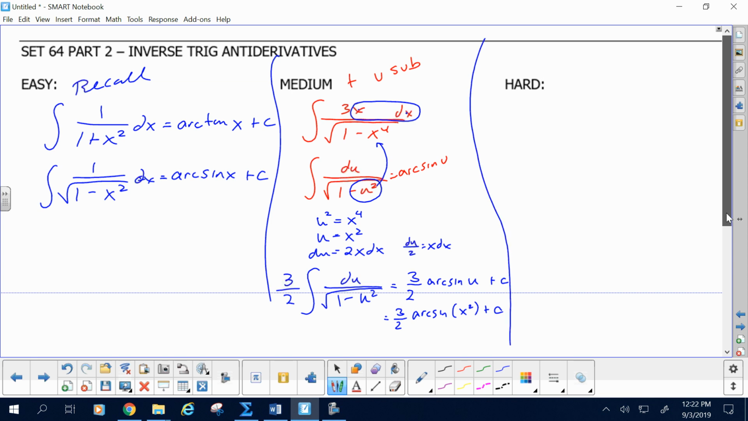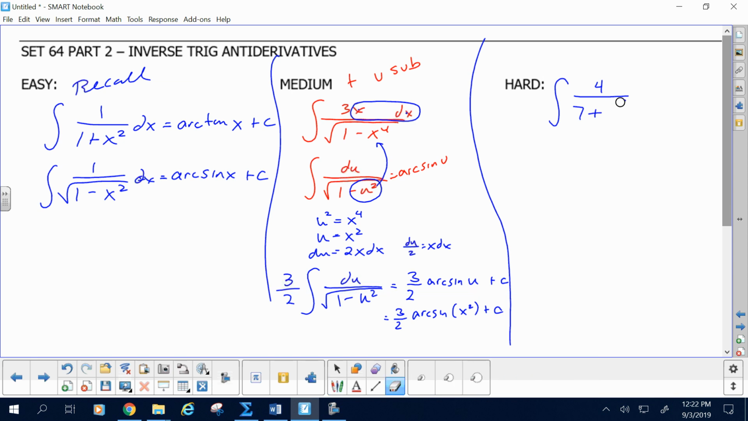Let's go to... I really have 2 things I want to do for difficult ones. Maybe we'll use the back here. All right. So, would you start by saying something like, let's go, 4 over 7 plus 3x squared.